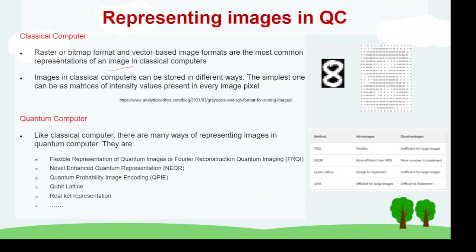And there are different ways to do that. Images in classical computers can be stored in different ways. The simplest one can be as matrices of intensity values present in every image pixel. For example, let's take this image, which is a handwritten 8. This can be represented by a matrix of elements, where whenever there is black color we put a 0 value, and when there is something white we have 255.